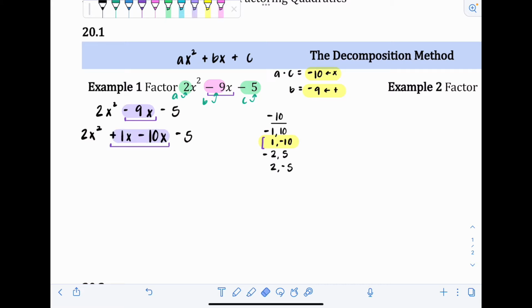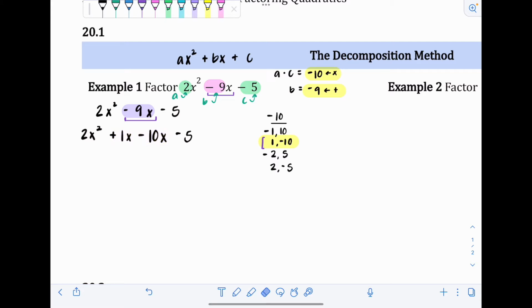So between those two steps, I didn't change the value of what I have highlighted in purple. They're both equivalent to negative 9x because 1 plus negative 10, or 1 minus 10, is negative 9. I just broke it into two separate terms so that now I have 4 terms in total, and now I can use factor by grouping. Okay, so now I have those 4 terms.